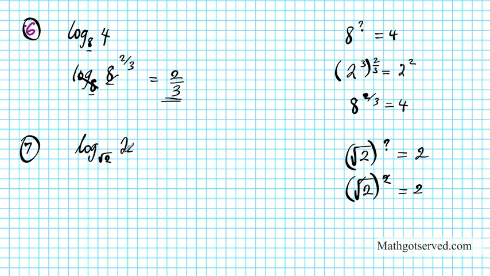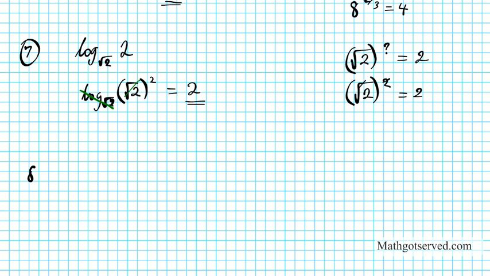Okay, so if I want to express 2 as a power of root 2, I'll just write it as log base root 2 of root 2 raised to the second power. Okay, the goal here again is to make the argument of your log and the base identical, and that's the case here. They're identical, so these two cancel out, and your final answer is 2. Alright, let's try one more problem, and that'll be that, question 8.